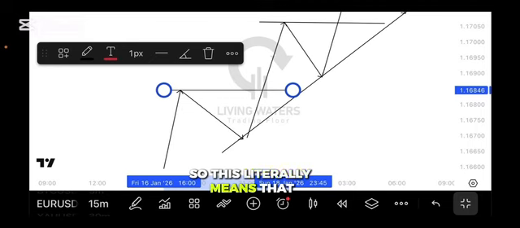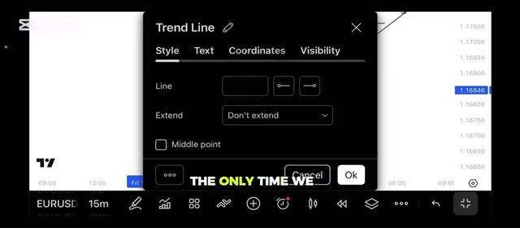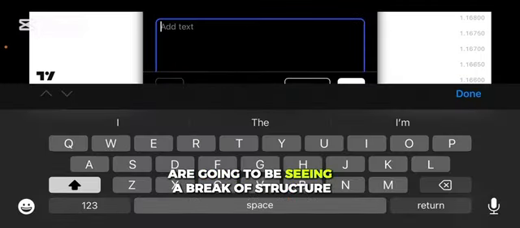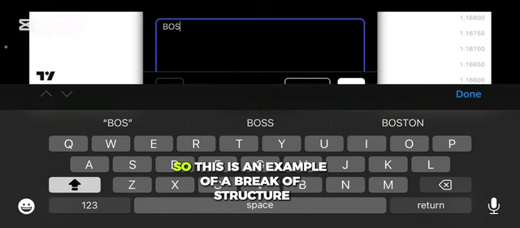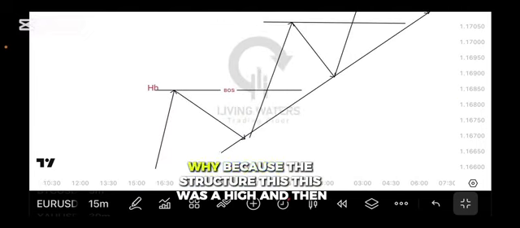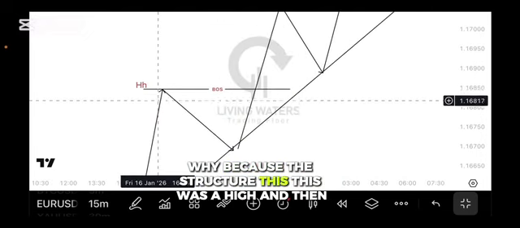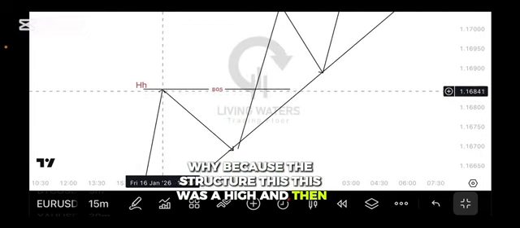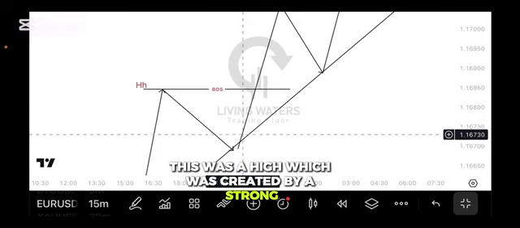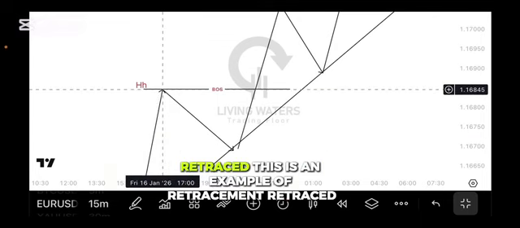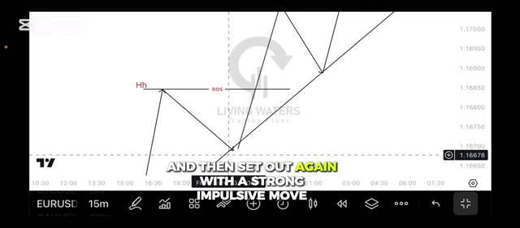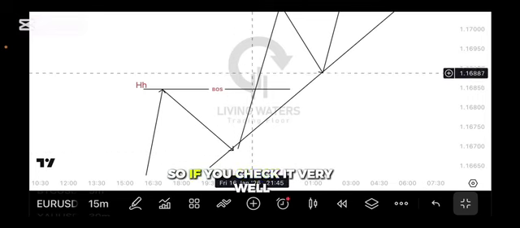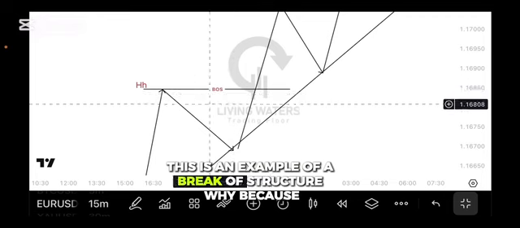So this literally means that the only time we are going to see a break of structure is when there is continuation of the previous trend. This is an example of a break of structure. Why? Because this was a high, and then this was a high created by a strong bullish momentum, and then the market retraced, and then set out again with a strong impulsive move. So this is an example of a break of structure.